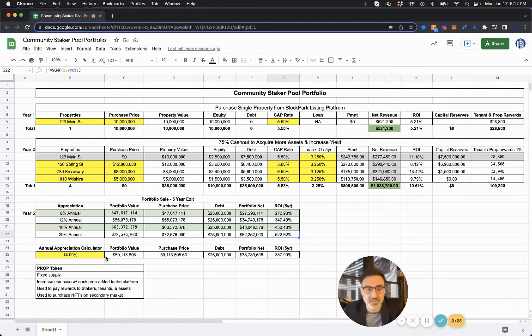That's it. And as far as the prop token goes, it's a fixed supply, and it increases with every property that's added to our portfolio, because that's how we pay out the rewards to stakers, tenants, and assets. And we also use the prop token to purchase the NFTs in the secondary market on our platform.